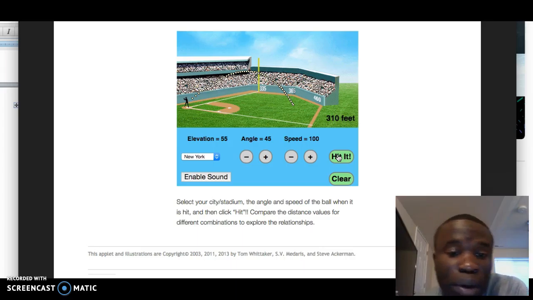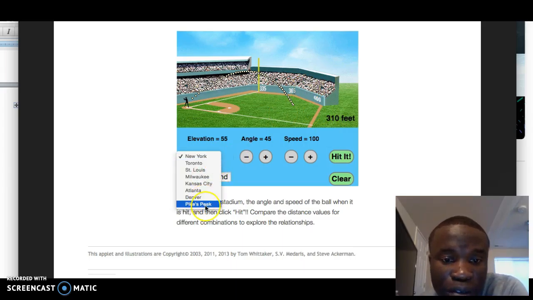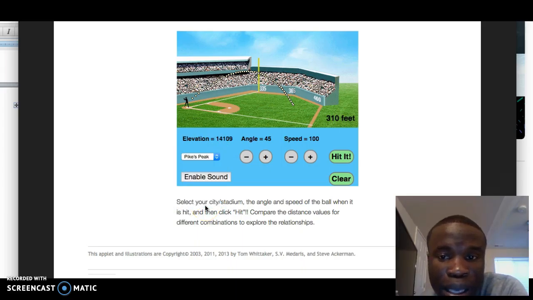But if I want to hit the ball out of the park, where would be a good elevation to play? Would I want to play at an elevation that is very low in this scenario, which would be the New York elevation, or at an elevation that is very high? If I change to the very highest elevation and keep the same angle and the same speed, what happens?